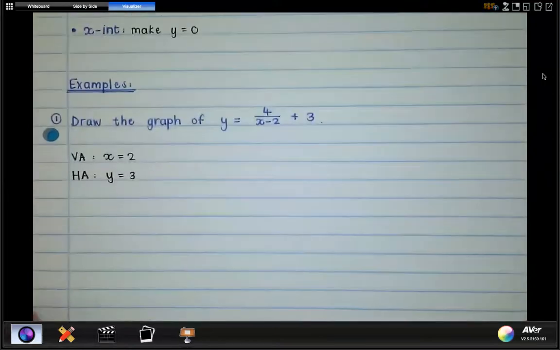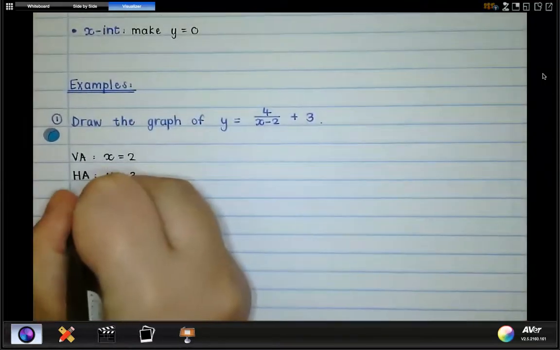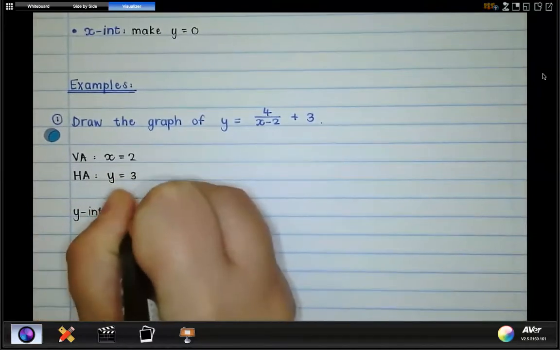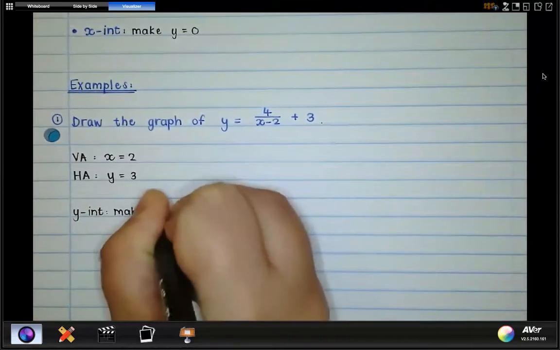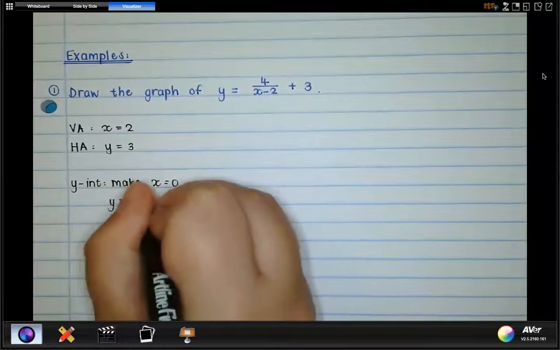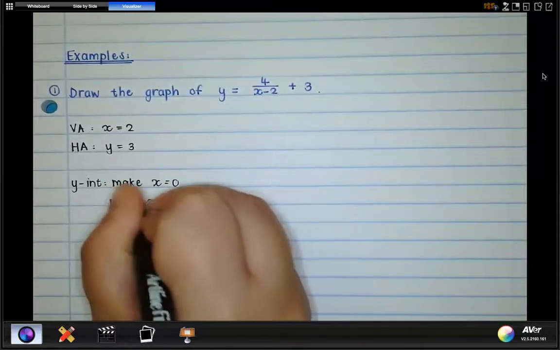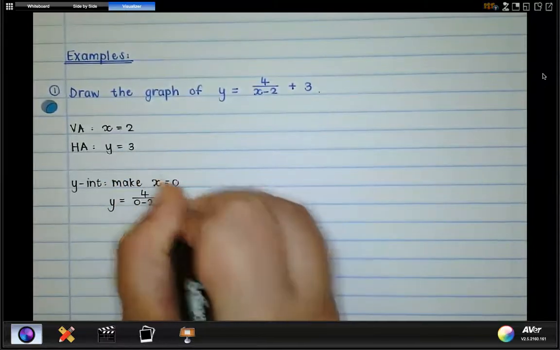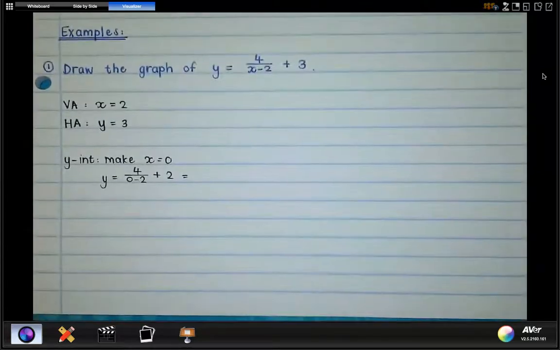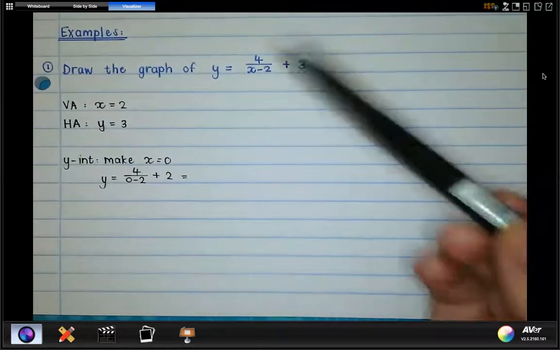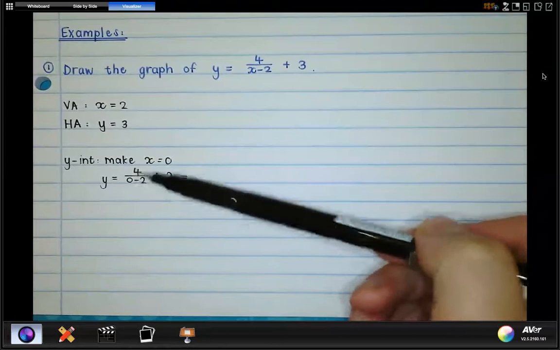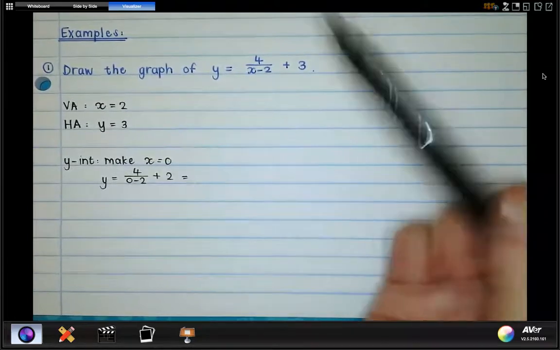That's our two asymptotes. Let's find the y-intercept. So for that, we are going to make x equal to 0. So y is 4 over 0 minus 2 plus 3. And this obviously you can just do on the calculator. I'm just writing it out because this is the first example. So we have 4 over -2, which is 4 divided by -2 is -2 plus 3, which is 1.